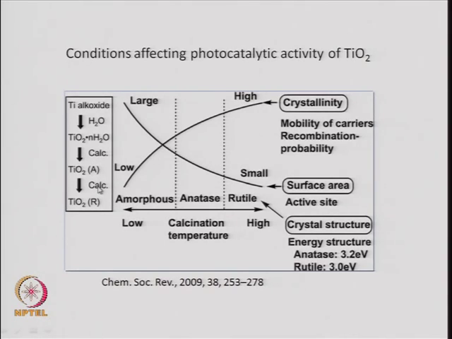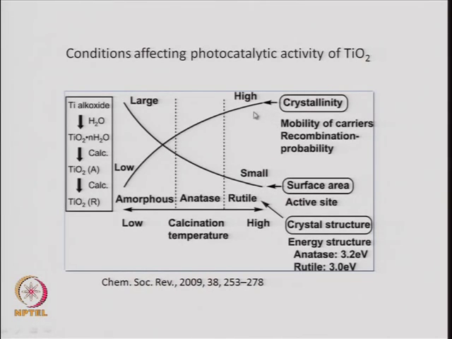Now, if you look at the properties, at low temperature you normally have the amorphous form, and at low temperatures you have very low surface area. You have large crystallinity, especially in rutile. So, the surface area may be low, or you may have very large surface area; both are possible. The activity goes down if the surface area goes down. So, the activity will be large when the surface area is very high, and the activity will become small when the surface area is small.